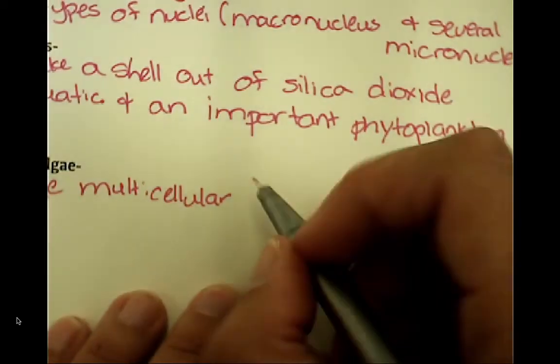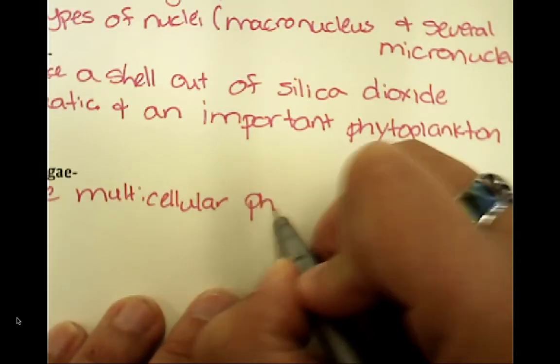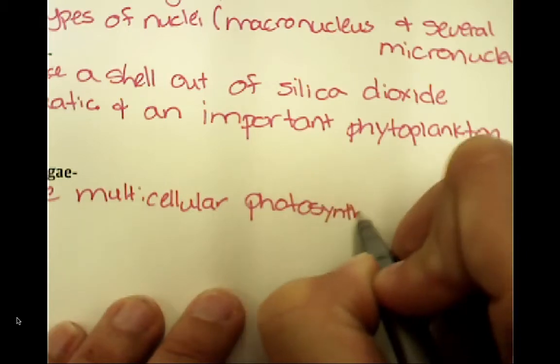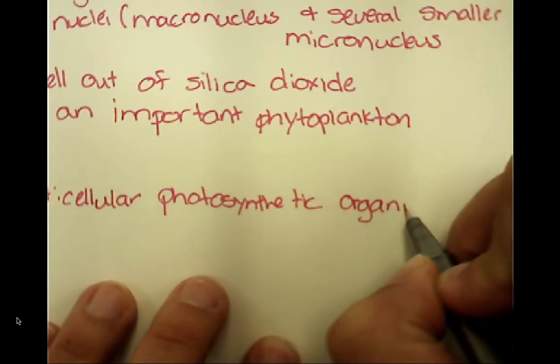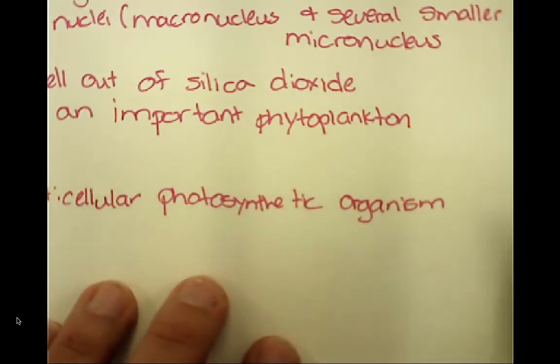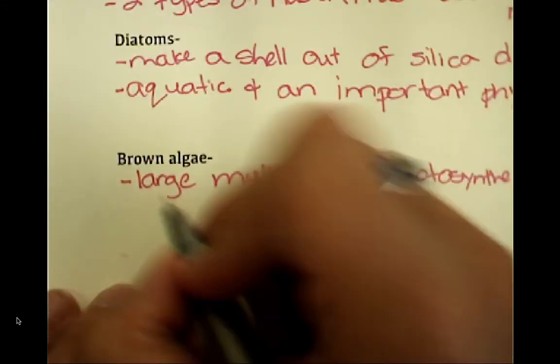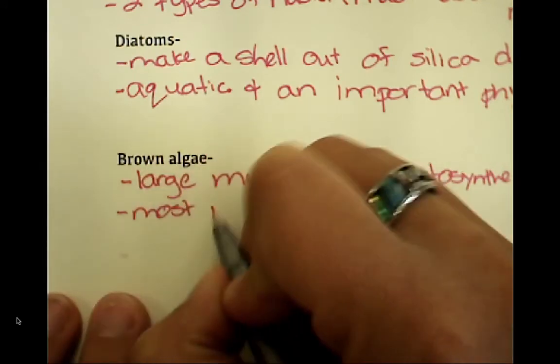So these are large, multicellular, photosynthetic organisms. So kelp forests off of our coast, if you've ever had kelp, that is a brown algae. That is a protist. It's not a plant. These guys are mostly marine, but there are some freshwater examples.